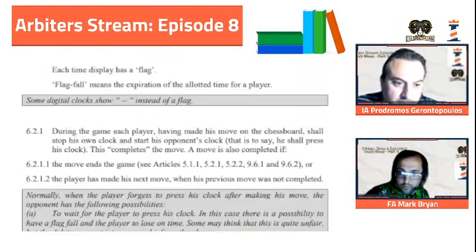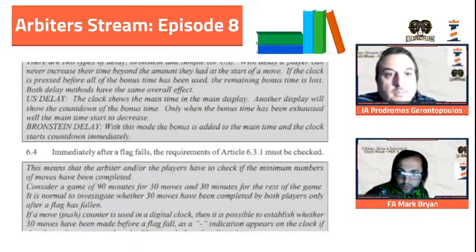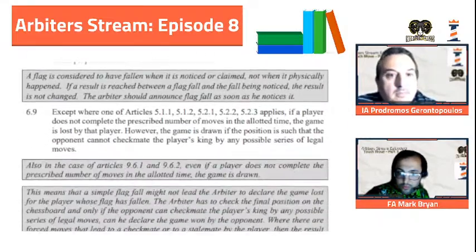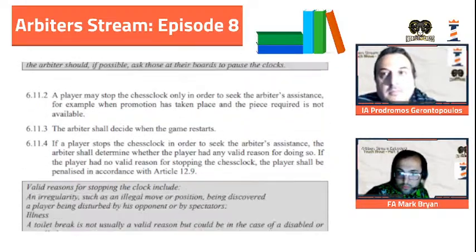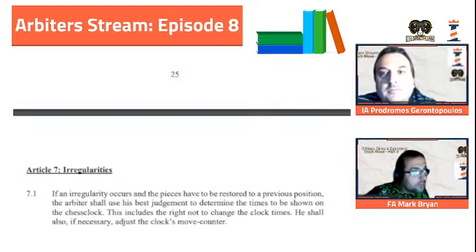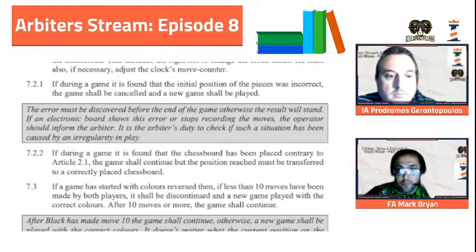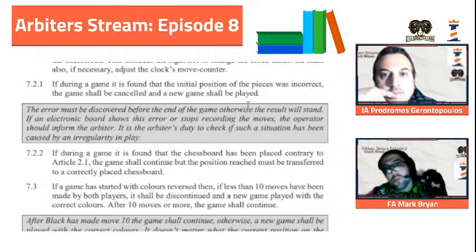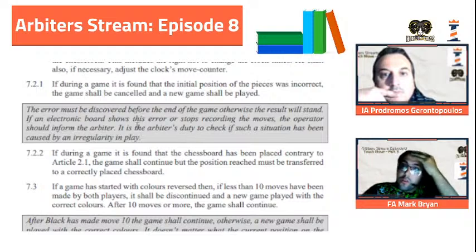It doesn't say one. It's an article. Ah, 7.2.1. Okay. So if during a game it is found that the initial position of the pieces was incorrect, the game shall be cancelled and a new game shall be played. Okay? Yes, if during a game it is found.